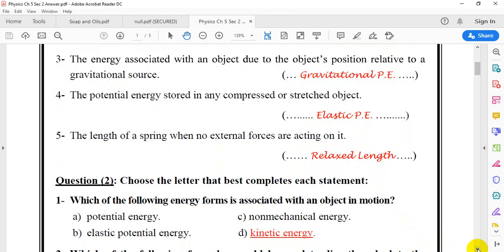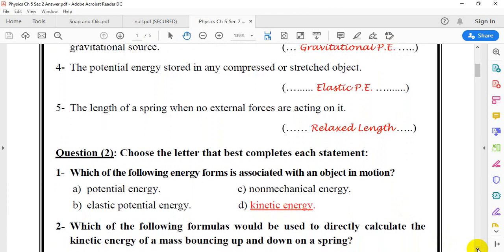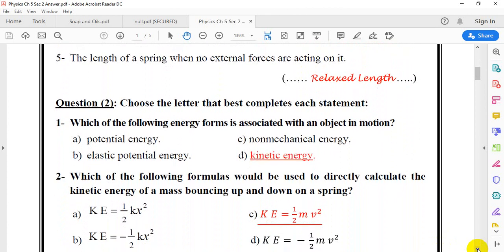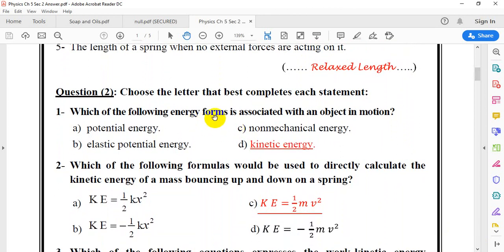Number 2. Choose the letter that best completes each statement. Which of the following energy forms is associated with an object in motion? In motion, potential energy, elastic potential energy, non-mechanical, or kinetic. Kinetic energy, it's the energy of motion. So the choice will be D.